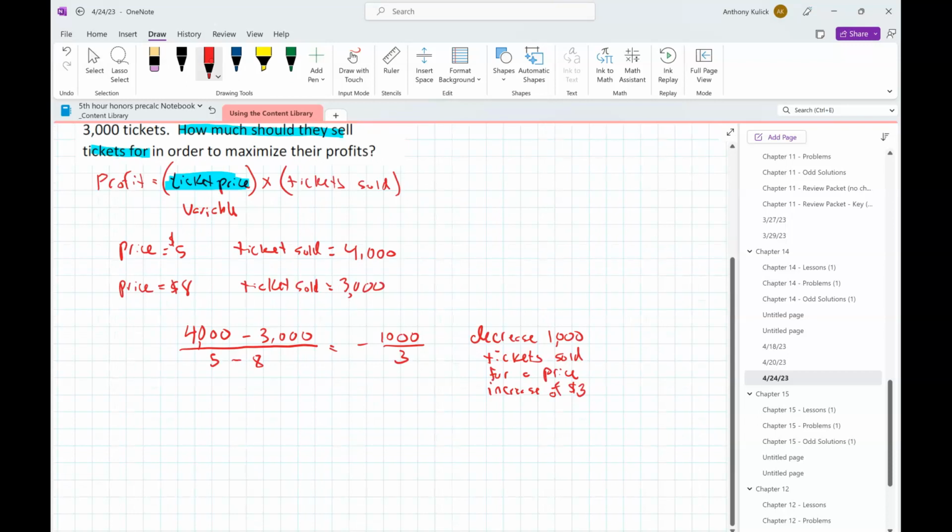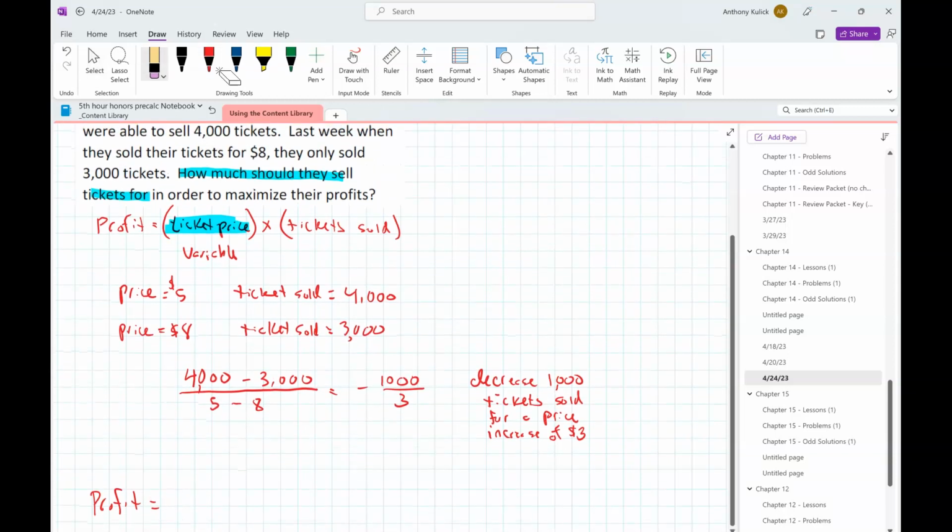So if I take this, then I say profit is going to equal x times negative 1,000 over 3. It's not quite what I want there. Oh yeah, okay.